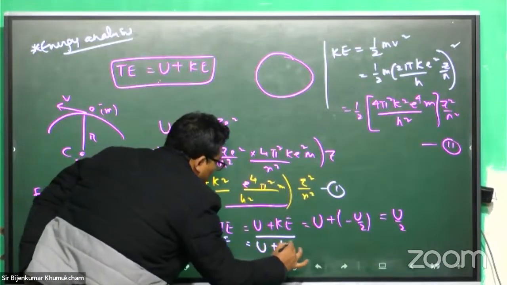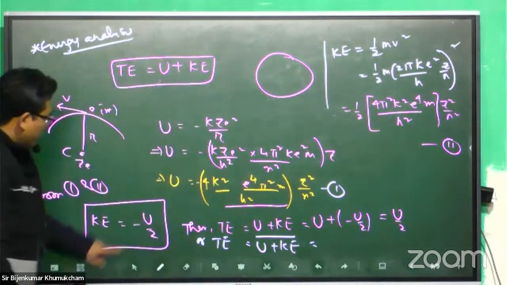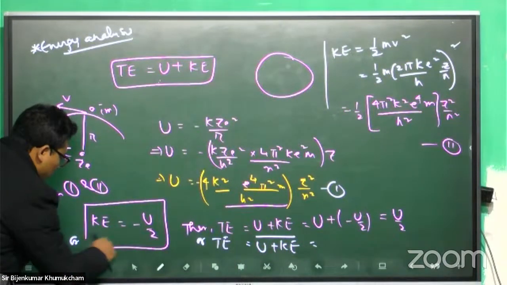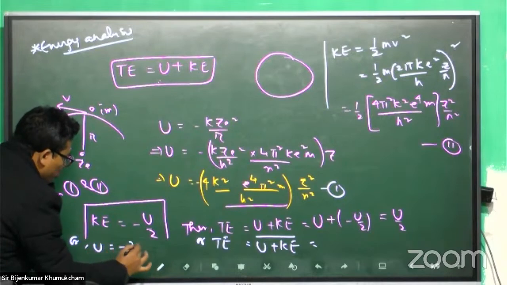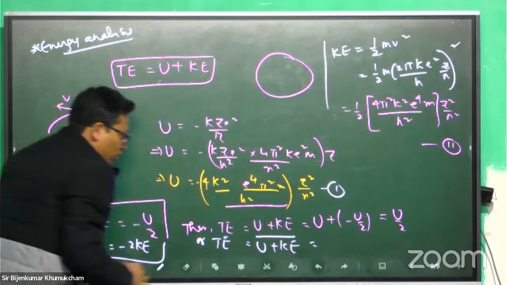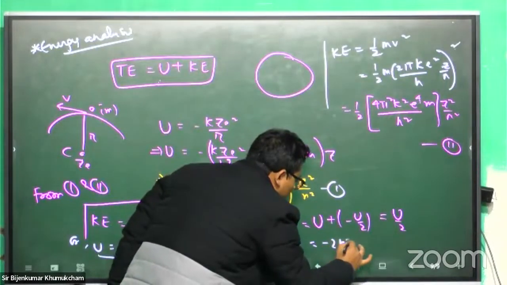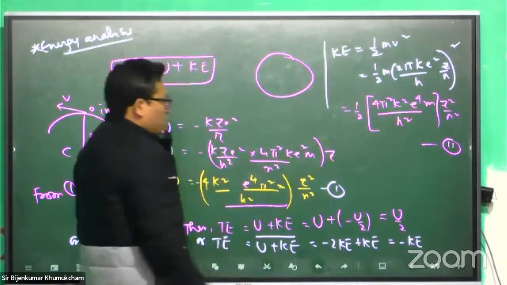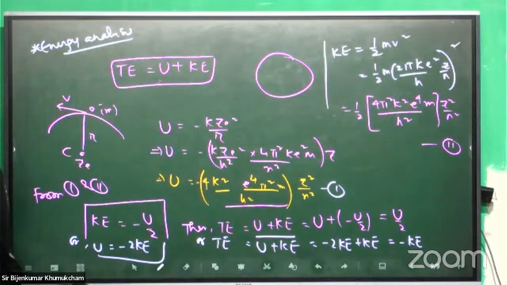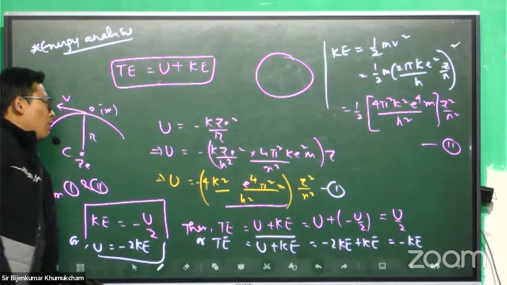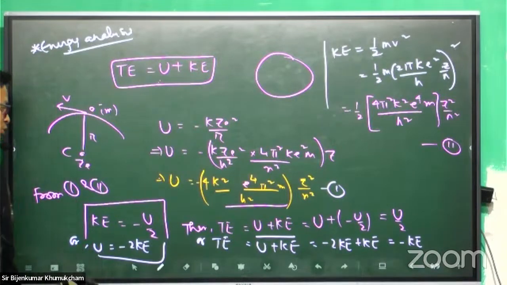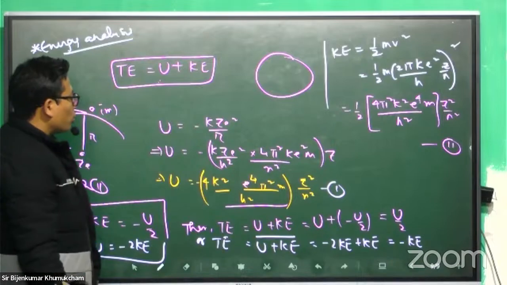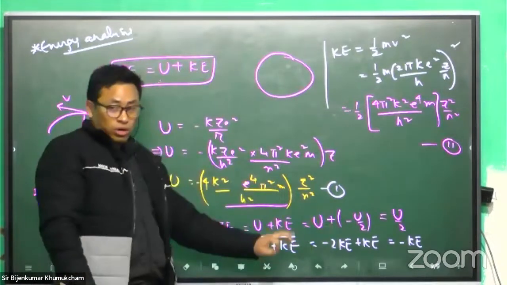Now let's express in terms of kinetic energy. The potential energy is minus twice kinetic energy. So minus twice kinetic energy plus kinetic energy, the answer will be minus kinetic energy. So the expression of total energy is U by 2 or minus kinetic energy.